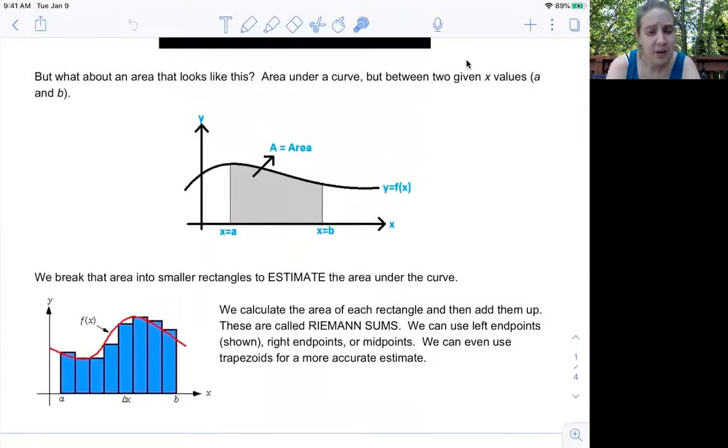What calculus does is break that area into smaller rectangles to estimate the area under the curve. The next picture is a slightly different curve, but all those blue rectangles estimate the area under the curve. You find the area of each rectangle, you add them all up, and these are called Riemann sums. Now, we would normally have a lesson about Riemann sums, but we're just going to skip over those for now. And you can use trapezoids to get an even more accurate picture.